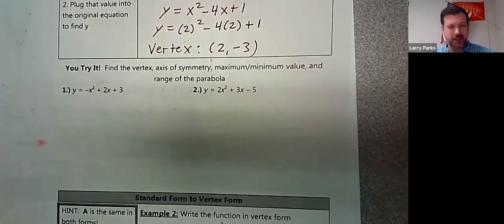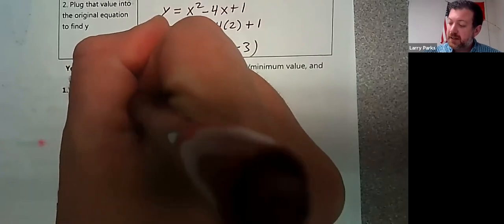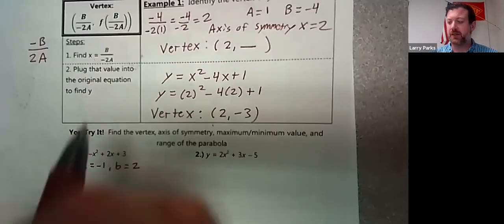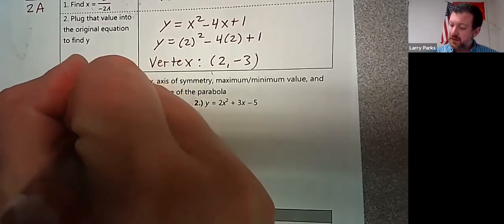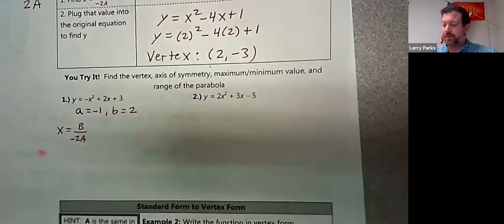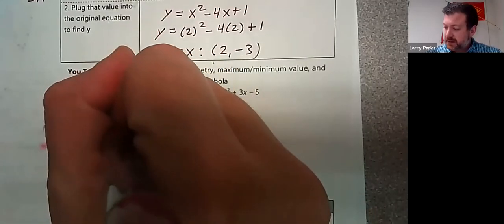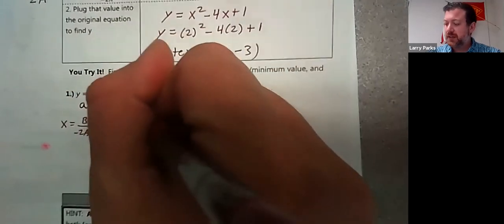Find the vertex. Find the axis of symmetry. Find the max or minimum value. And the range. All right, well, I would say A is -1. I would say B is 2. And then I would use the formula. Just to be consistent, I'll write it the way they did, B divided by -2A. All right, B is 2. A is -1. -2 times -1 is 1, so that's 2 divided by 1 is 2.